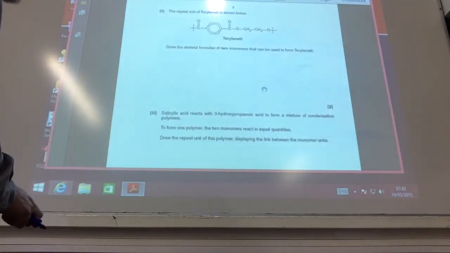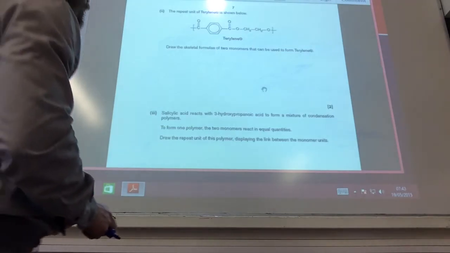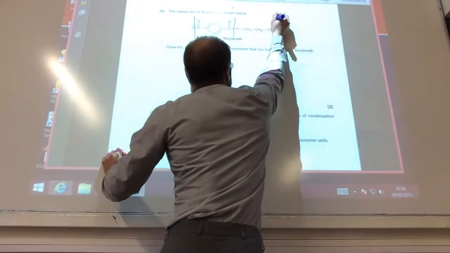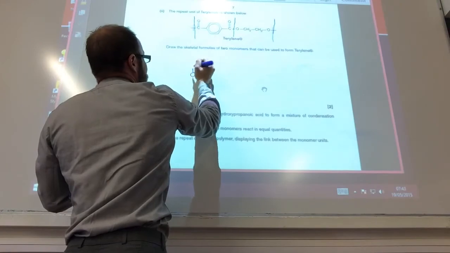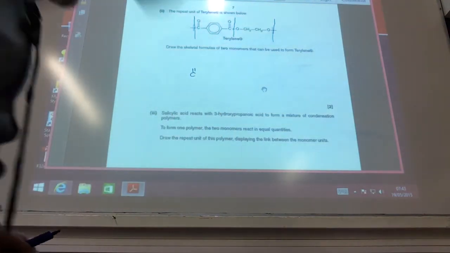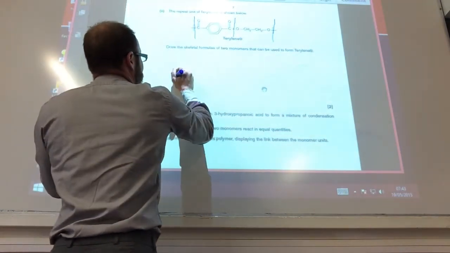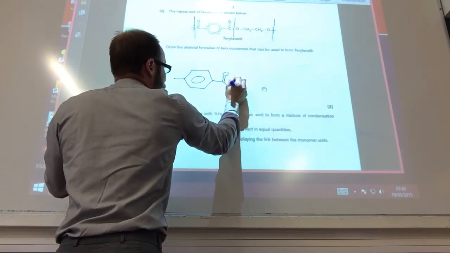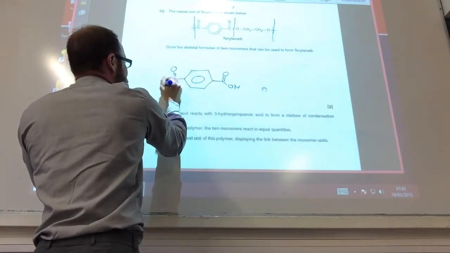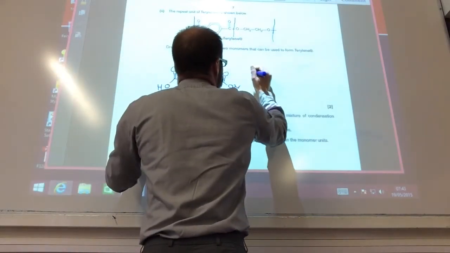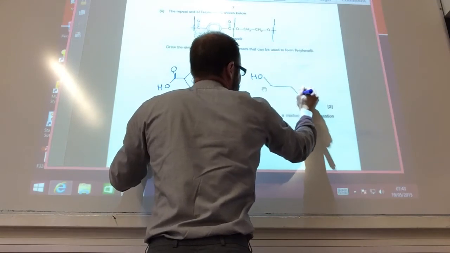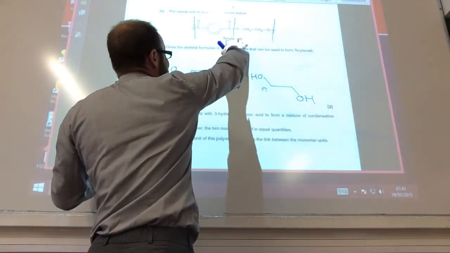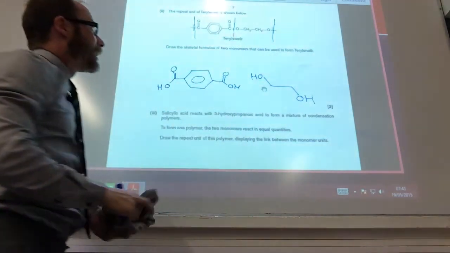Right, the repeat unit of terylene is shown below. Draw the skeletal formula of the two monomers that can be used. Right, so hopefully you can see that. Oh, we want skeletal as well. So that's going to be the dicarboxylic acid there, and that is the diol there. But you can see that this is obviously a polyester, and those are my ester bonds that I have made there.